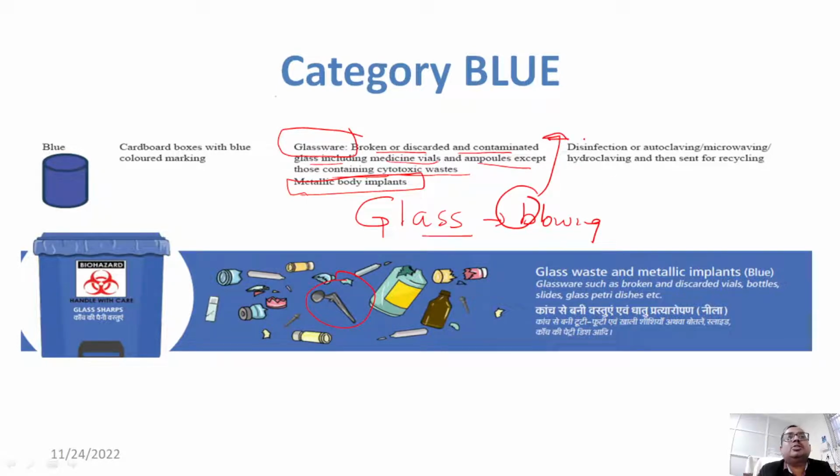So this is also treated by disinfection or autoclaving as well as microwaving followed by hydroclaving, and then it is sent for recycling. So this was also made on the concept of reuse as well as recycle, but this color is blue. So because it used glass, the glass waste or the metallic implant, it can be reused.